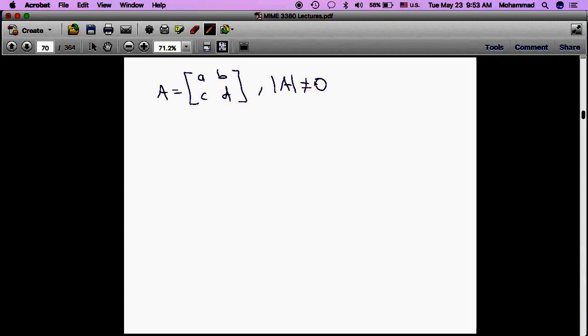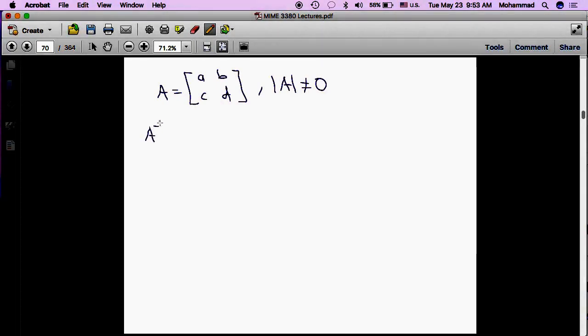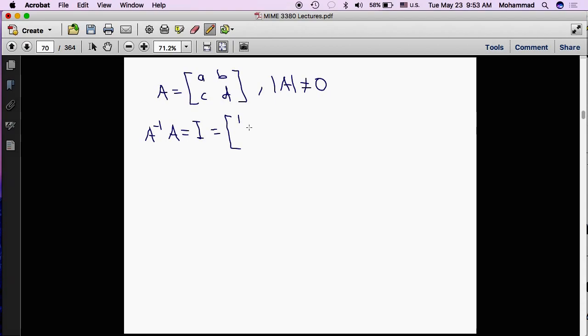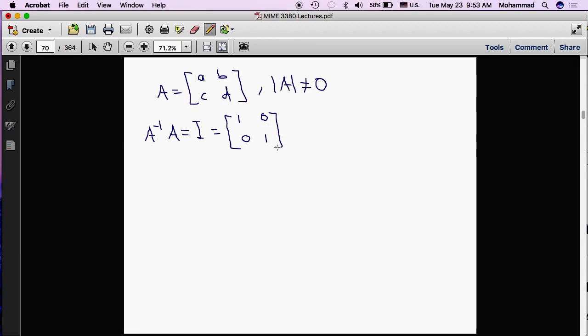Now, if the determinant is not equal to 0, if we take inverse of A, which we show by A to power minus 1, and multiply it by A, the result is what? The result is equal to a special matrix, which we call the identity matrix. The identity matrix is a special matrix where if you're dealing with 2 by 2 matrices, it's going to be 1, 0, 0, 1. So all the diagonal elements are 1, and all the off-diagonal elements are equal to 0. That's the definition of the identity matrix.